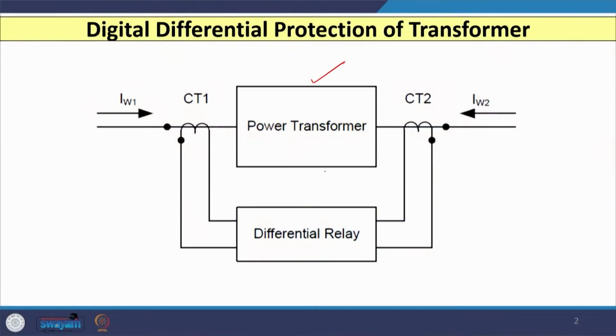If I have a power transformer which I wish to protect, then the CTs are connected on both sides, and the secondary of the CT signals are given to the digital relay or differential relay. The arrangement remains the same, the only difference is in how we process the currents entering CT1 and leaving CT2 inside the digital relay. That process is entirely different compared to the electromechanical relay.